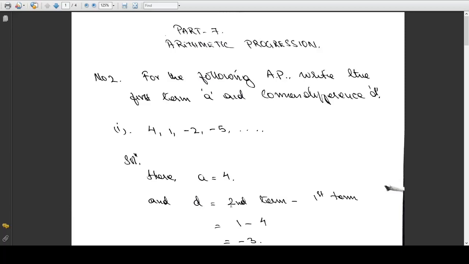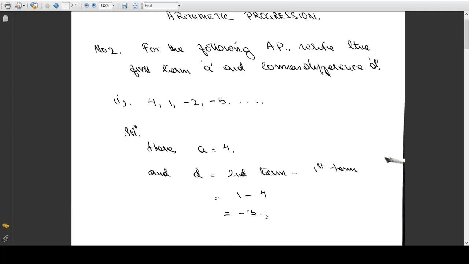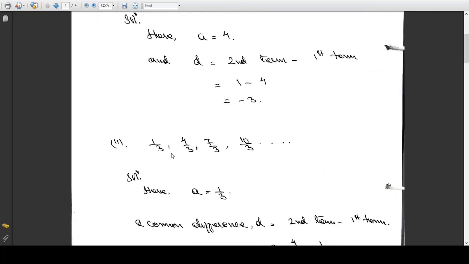Common difference you can find as the difference between any two consecutive terms. Let us find the second term minus the first term. The second term is 1 minus the first, which is 4, you'll get -3. Okay, the first term A is 4 and the common difference is -3. Same thing you will do with number 2 also.